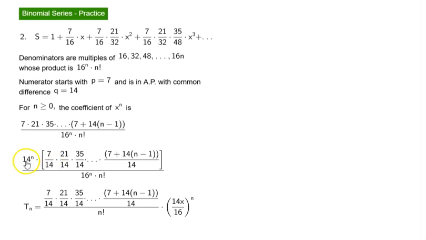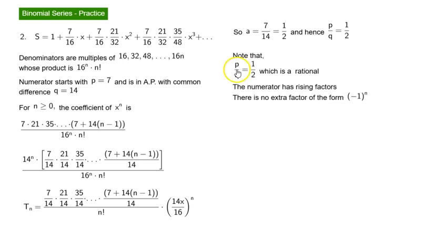But we have extra terms, 14 to the power of n and 16 to the power of n. That we take along with x. So we have this expression times 14x by 16 to the power of n. So here now, the first term of the AP would be 7 by 14, which is equal to 1 by 2. And hence p by q equal to 1 by 2. So again, p by q equal to 1 by 2, which is rational.